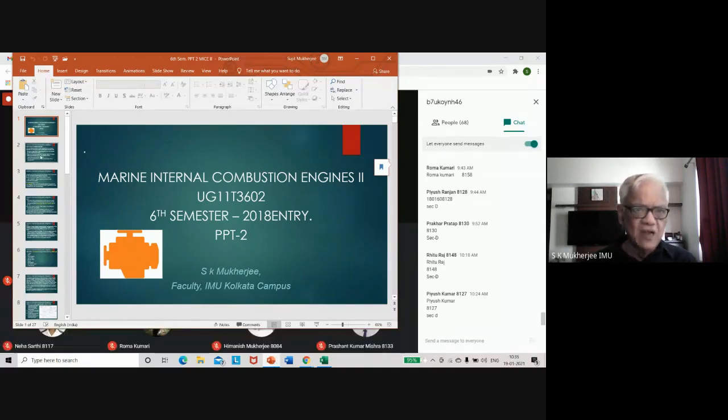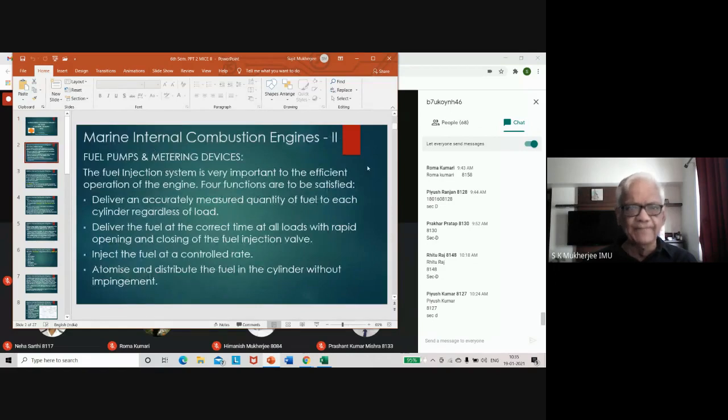Okay, let's move on and we go on to our subject. It is fuel pumps and metering devices. Metering devices means devices which are delivering in regulated quantities. The fuel injection system is one of those metering devices. Okay. The fuel injection system is very important to the efficient operation of the engine.